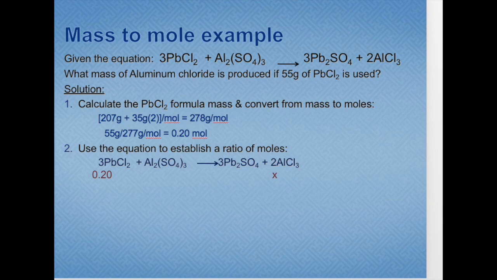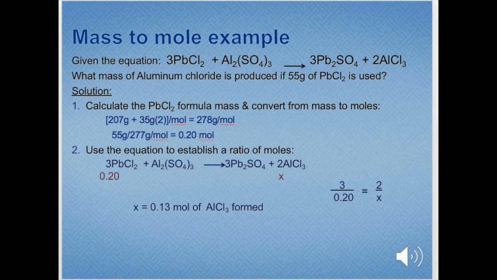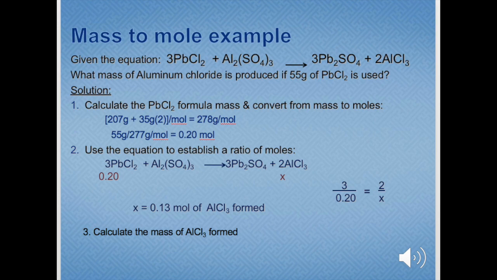So 3 is the coefficient for lead chloride, so we're going to put the 0.2 underneath, and then going back and looking at our question, it asks how much aluminum chloride is produced, so that's where we want to put our x. Then we draw this ratio and cross multiply, and we get an answer of x equals 0.13 moles. So that is the number of moles of aluminum chloride that is formed. But it doesn't ask for moles, so we again have to convert back to mass to figure this out.